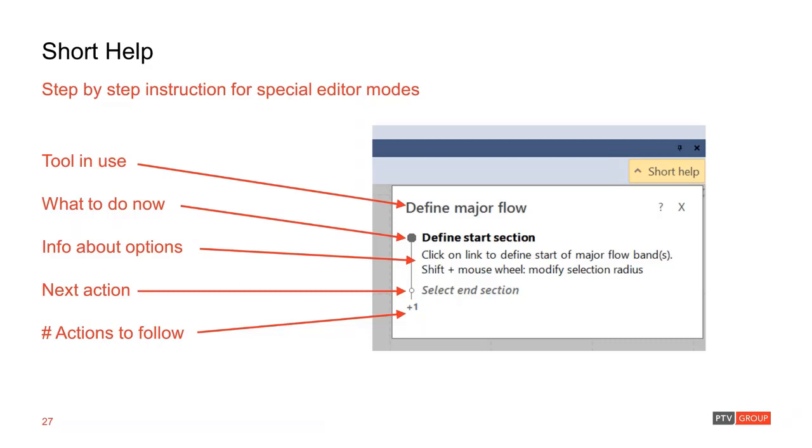Eventually, as you're used to this special editor mode, you can of course close it with a button in the top right, which allows you to toggle the short help off or on again if you want to check something.